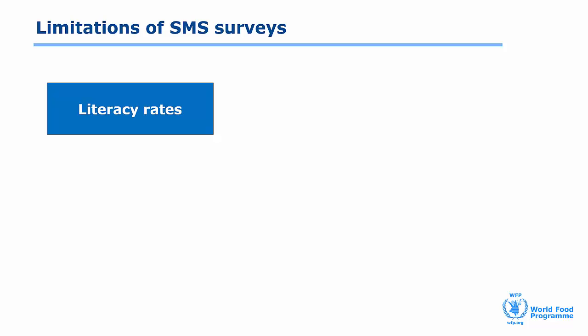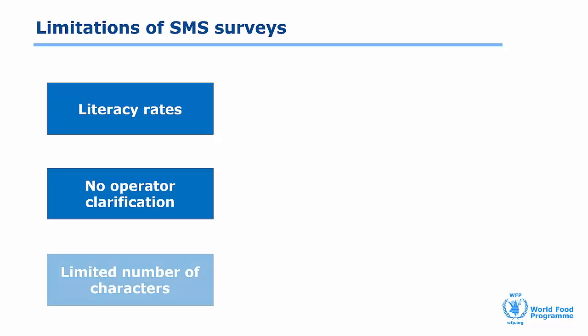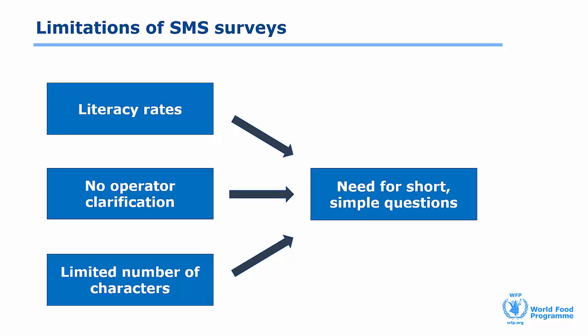Second, there is no interaction between respondents and operators. Respondents cannot ask for clarification if they haven't fully understood the questions. Third, each SMS message is limited to 140 or 160 characters, depending on the system you are using, making it difficult to ask detailed or complex questions. As a consequence, SMS is best suited to short and simple questions with short and simple answers.